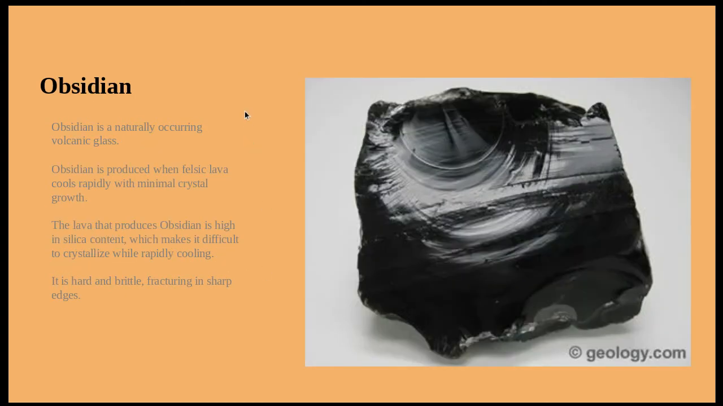Another rock we have an example of here is obsidian, and as you can see, it's very smooth and shiny. And obsidian is a naturally occurring volcanic glass. Obsidian is produced when felsic lava cools rapidly, and the lava that produces obsidian is high in silica content, which makes it difficult to crystallize while rapidly cooling. It's hard and brittle, and it can fracture into sharp edges. This used to be used in Aztec swords, which is why they used it, because it's hard and brittle, so it'll fracture into people.